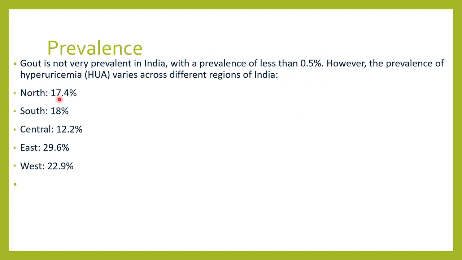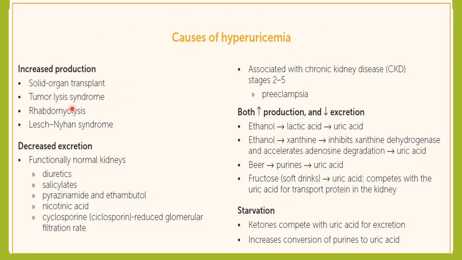So North India has a prevalence of high uric acid around 17.4%. South is around 18%. Central part of India around 12.2%. The eastern part of India is around 29.6% and western is around 23%. Maybe because of the food habits, their lifestyle, etc., this could be contributing to the high uric acid level in these geographic areas.